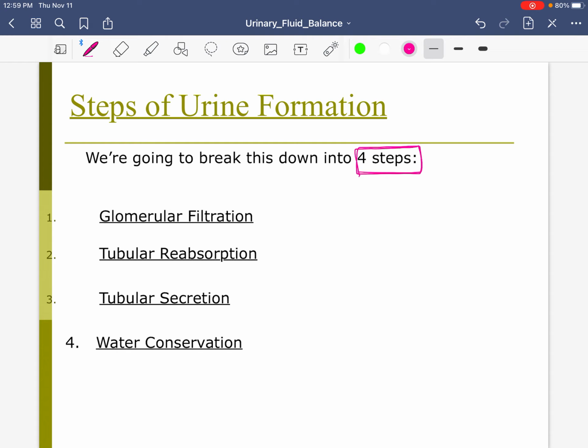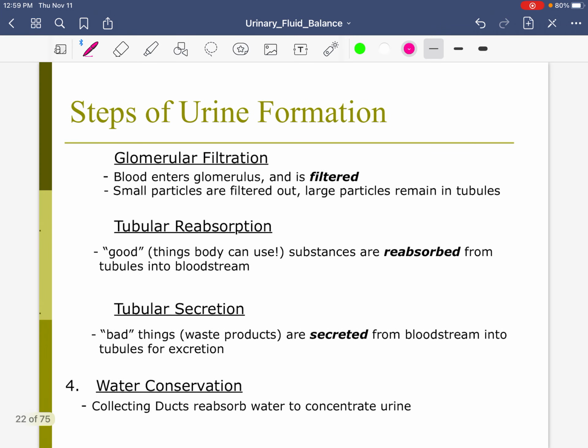So, we are going to break down the steps of urine formation, which, by the way, involves filtration, right, into 4 steps. You should be familiar with, and you should know well, these 4 steps of how the kidneys, how the nephrons form urine.